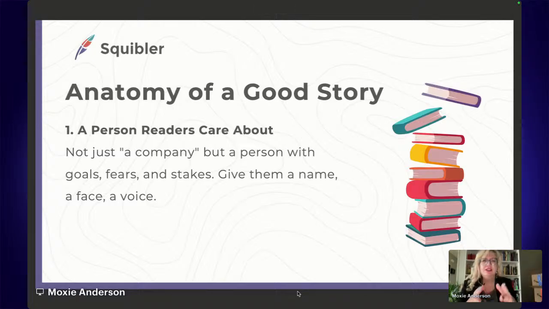So a good story is going to include several parts. One is a person that readers care about. So it's not just a company, but a person with goals, fears, and stakes. Give them a name, a face, and a voice. One good resource, other than just the materials that we have for you in the Discord server, is looking at TED Talks. Oftentimes, you'll see CEOs, CFOs of companies that talk about challenges in their business. So this is something that gives you a face to a company as well that you can use as a resource.